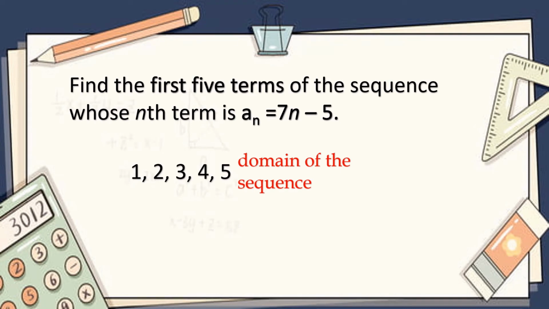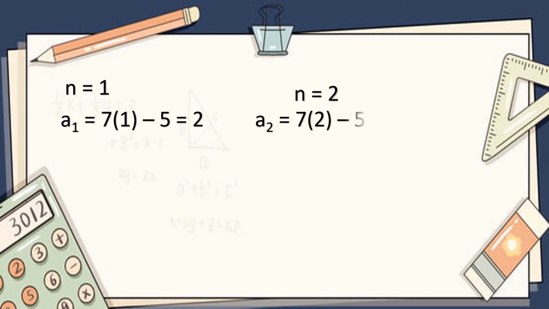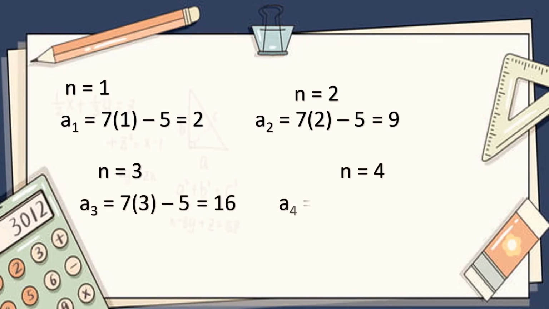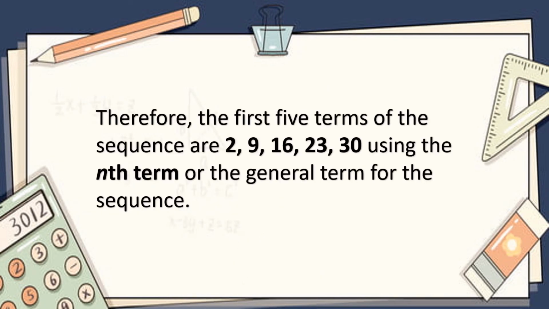Now, by substituting the values in the given expression, we'll get the following terms. We have a sub 1 or the first term. Substitute 1 since this is the first term. We have 7 times 1 minus 5 is equal to 2. Then, second term, 7 times 2 minus 5, which is equal to 9. And keep doing this until we have the fifth term. So, the first 5 terms of the sequence are 2, 9, 16, 23, and 30. Using this nth term or the general term for this sequence.